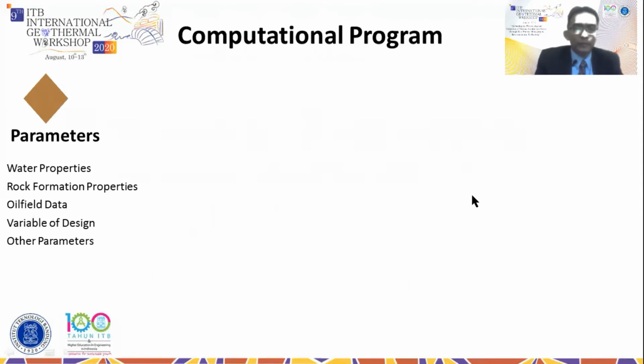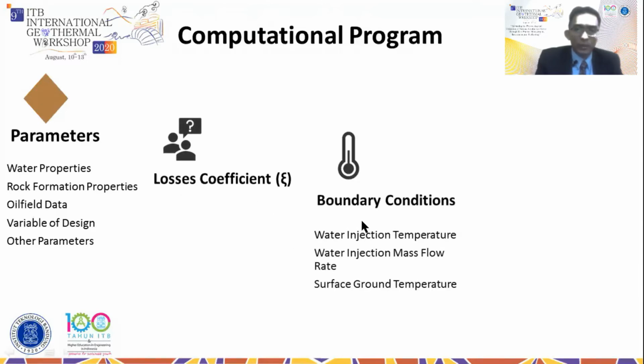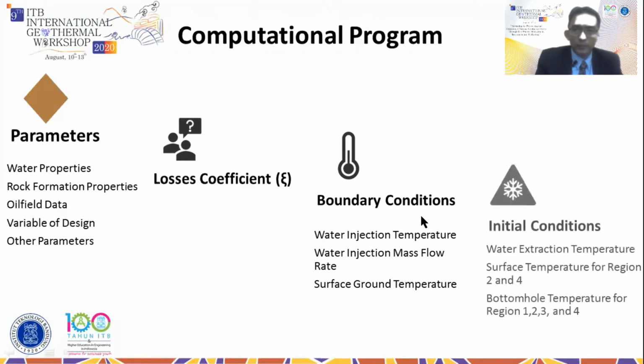The other parameters in our computational program are, for example, the water properties, rock formation properties, oil field data, fiber of design, and so on. We calculate the loss coefficient, and we have to know the boundary conditions, for example, water injection temperature, water injection mass flow, and surface ground temperature. We also need to know the initial conditions, for example, water extraction temperature, surface temperature for regions 2 and 4, and bottom hole temperature for regions 1, 2, 3, and 4.